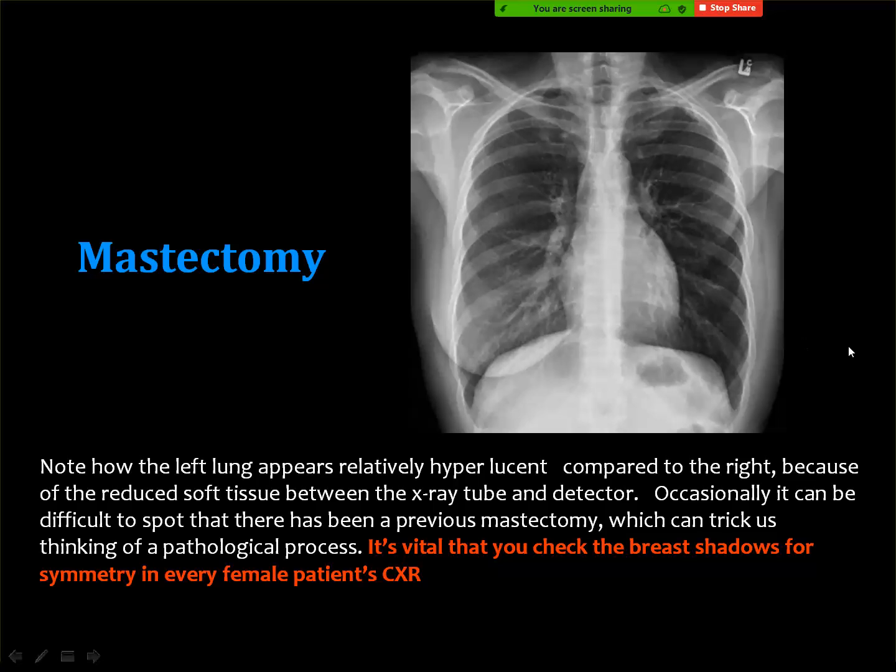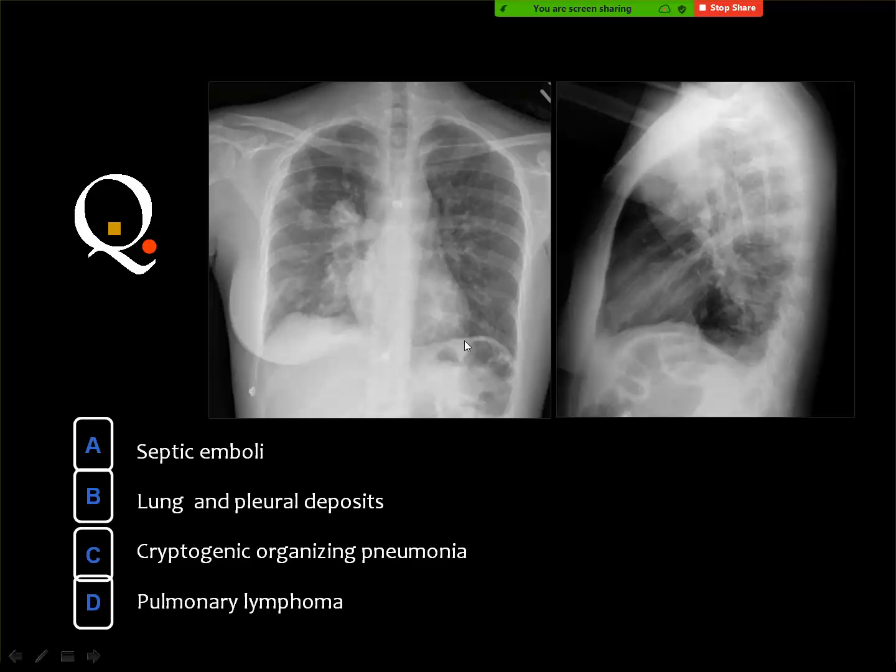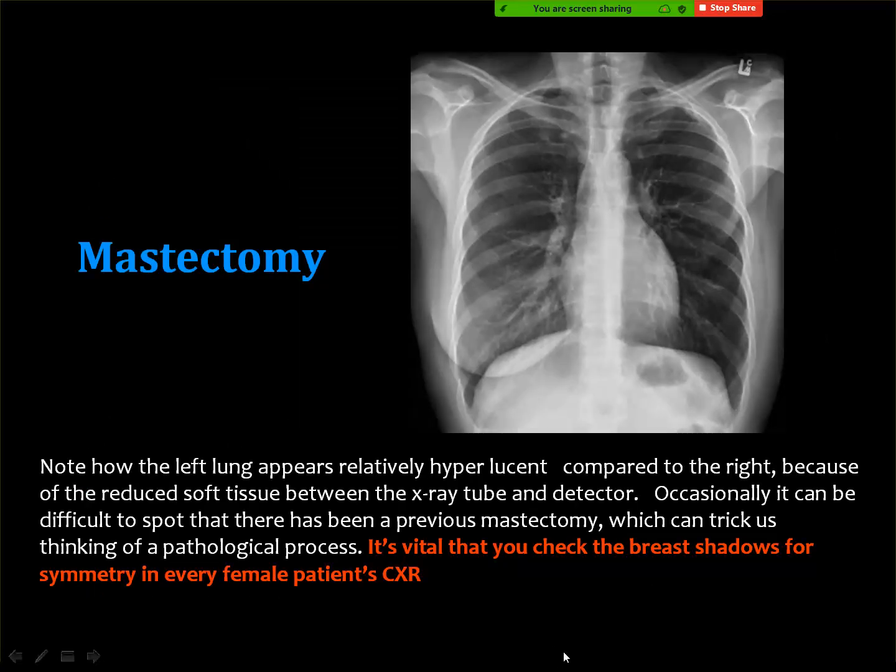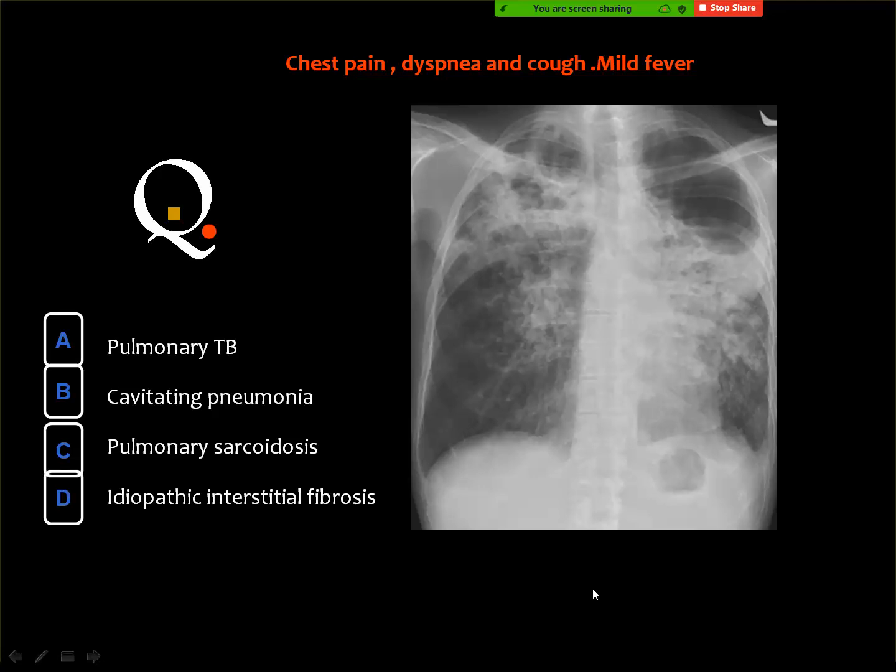history of the patient. And whenever I projected this case before for some of the chest physicians, they said to me, what is the history? I said, the history is in the film. Then the history is in the film, and you know that the absence of the breast shadow is an indication of breast cancer. The next case is a patient with chest pain, dyspnea, cough, and mild fever.